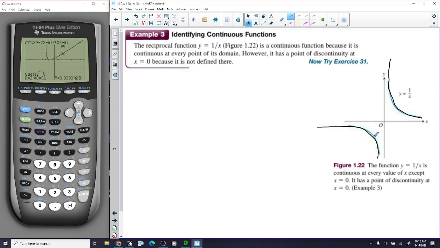But the question is, is it a continuous function? And the answer is not quite what you would expect. It is a continuous function because it's continuous on its entire domain. Now, where it is not defined, it has a discontinuity, but it is still a continuous function.